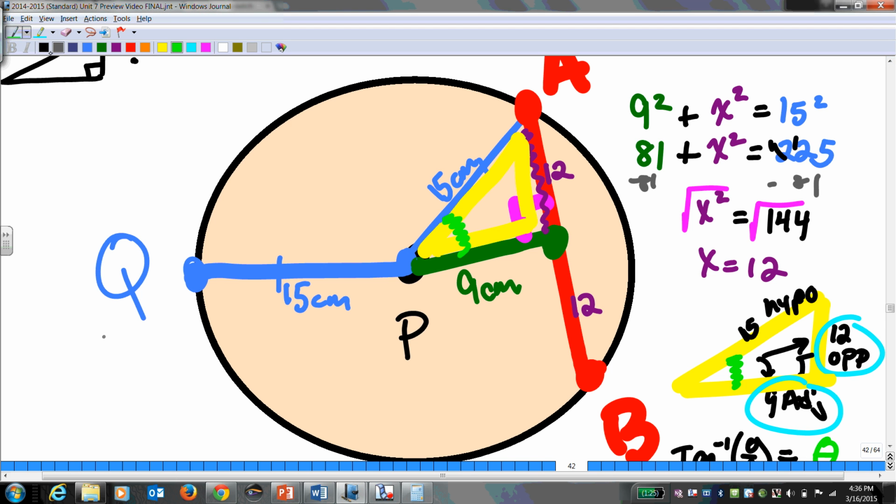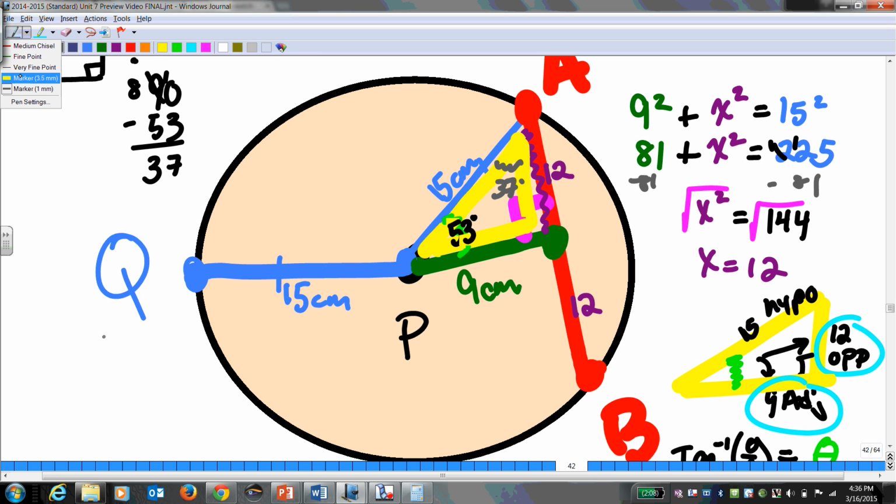So we just found this angle, 53 degrees, which means we can do 90 minus 53. And we can find this angle up here, it's 37. And you think you're done. You're like, wow, I found everything. No, you did not.